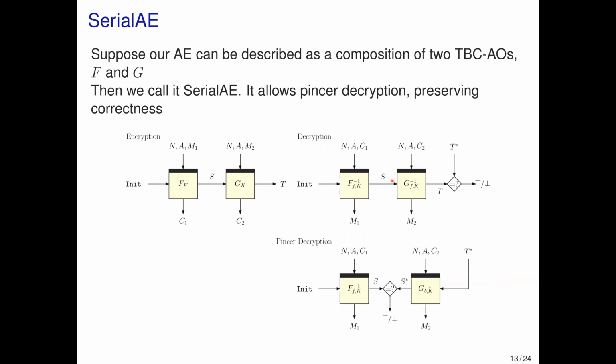So this part shows the regular decryption using the forward inverse functions, and the pincer decryption. For pincer decryption, this G function uses the G-B inverse to invert the state value from here. It preserves the correctness, and we call such an AE a serial AE.